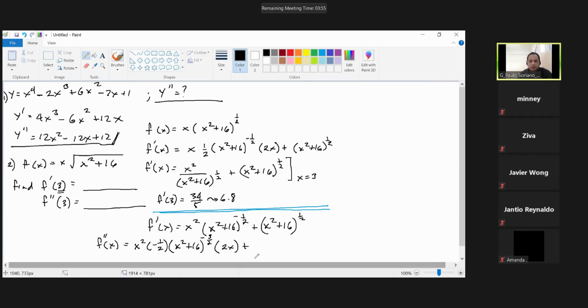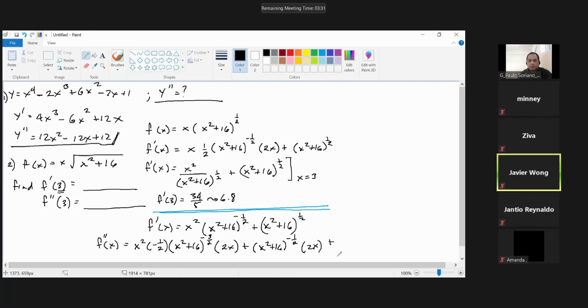Plus, where did we start a while ago? Then we copy the second one now. Copy this one, (x squared plus 16) raised to negative 1/2, times 2x. Plus, half times (x squared plus 16) raised to negative 1/2, times 2x.